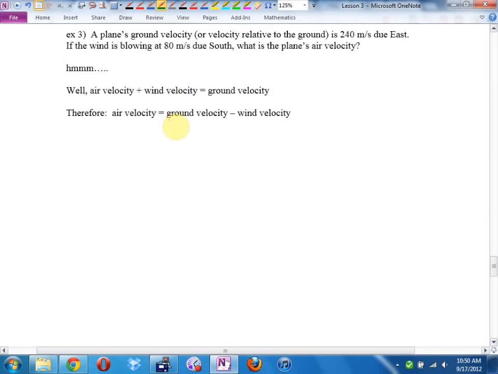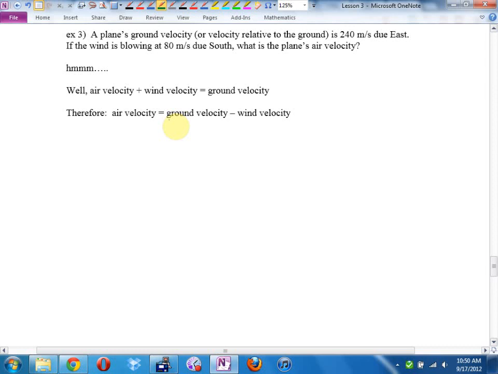A plane's ground velocity, or velocity relative to the ground, the radar picks it going 240 meters per second due east. The wind is blowing at 80 meters per second due south. What is the plane's air velocity with respect to the air? Which way are its engines pointing, and how fast are they pushing?